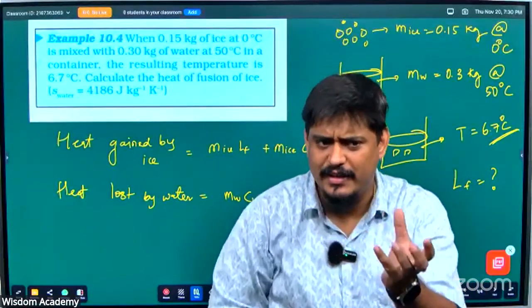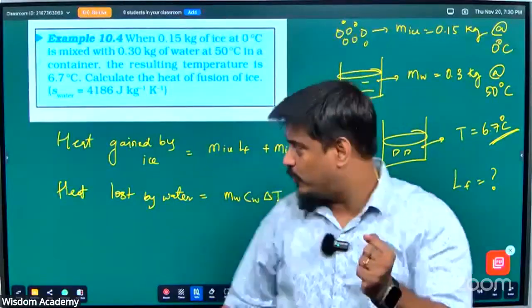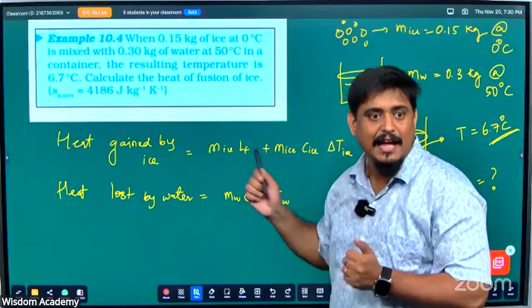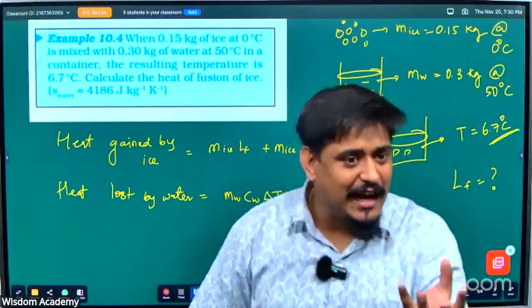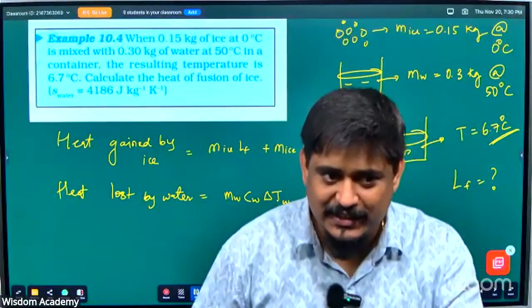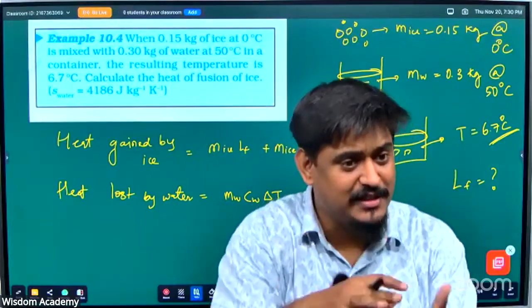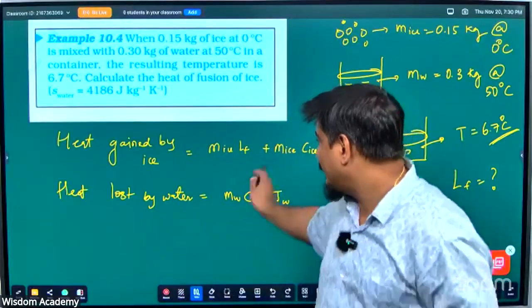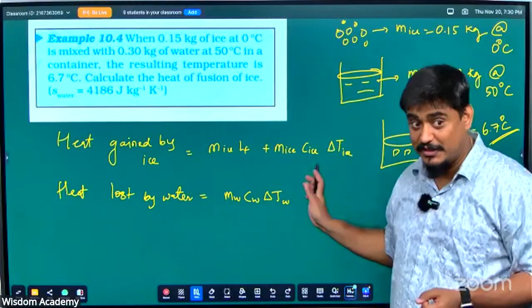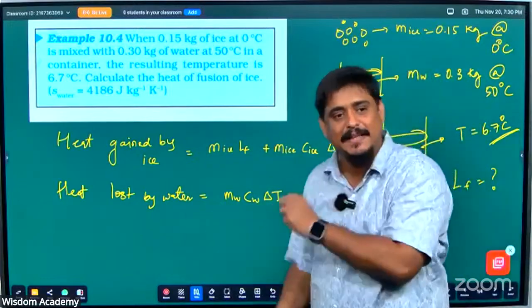How to find that heat energy? mL. So that's why I wrote m into L. And then water at 0 degrees has to become water at 6.7, because when we are mixing it, the final temperature is 6.7 degree. So how to find that? mc delta T, because temperature is changing. This is the total heat gained by the ice.